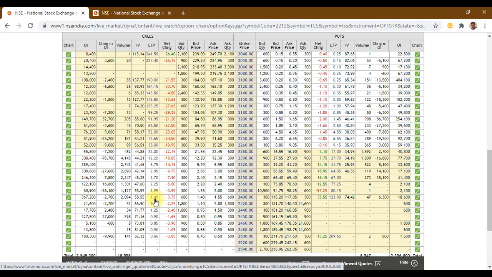So to calculate profit, it is the difference in price from the bought price into the lot size, which is 300 into 1 rupee, which is 300 rupees your profit. So like that you can calculate how much capital is required to trade a particular strike, and how to calculate the profit which you got after entering that particular trade. So this is how we are supposed to do option buying.